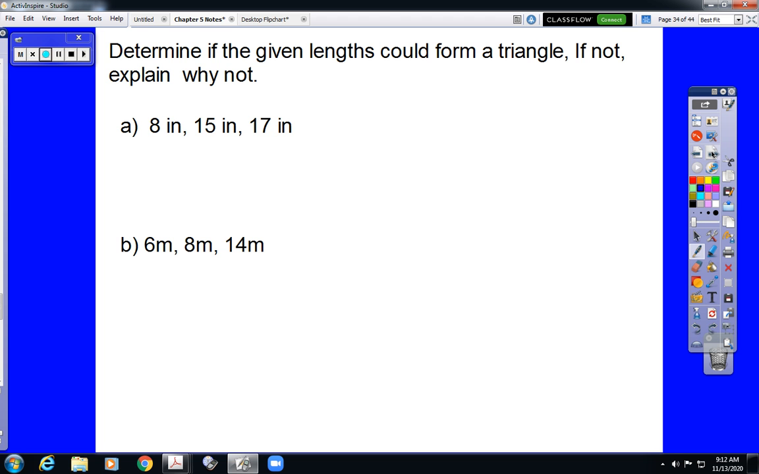Okay? So we have essentially three side lengths. We'll call them A, B, and C. And what we have to do is go in and check to make sure that all three inequalities are true. Okay, that's what that question mark means. We're asking, is A plus B greater than C?